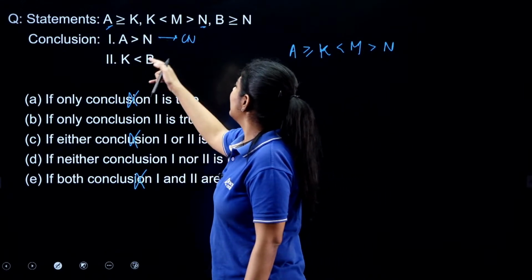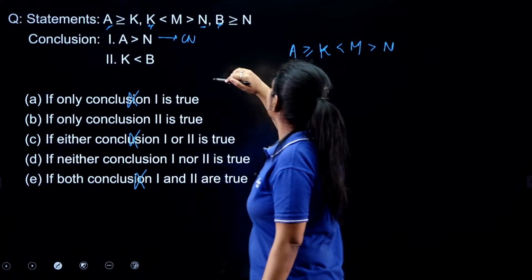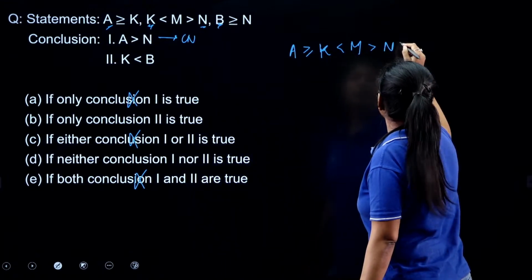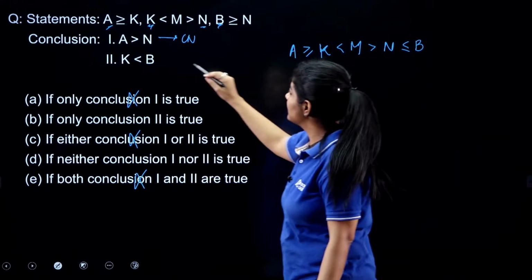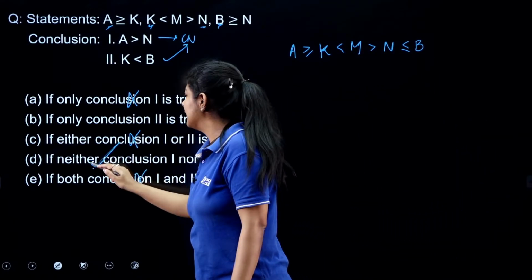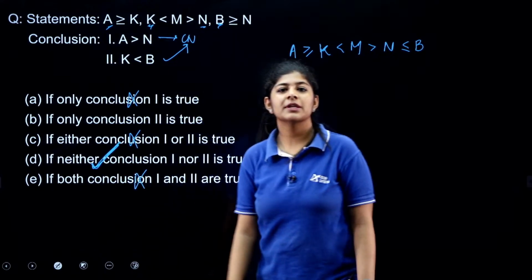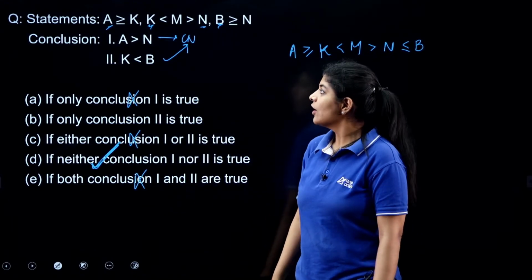Next, K and B. Here we are having K, here we are having B, and B is connected through N. Again, opposite signs, that means we can't say anything. Option number D is the correct one.